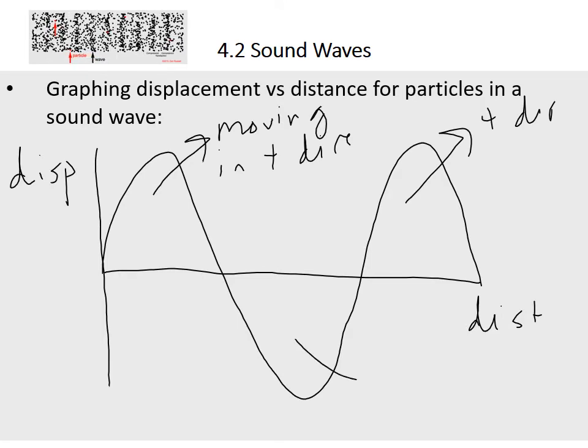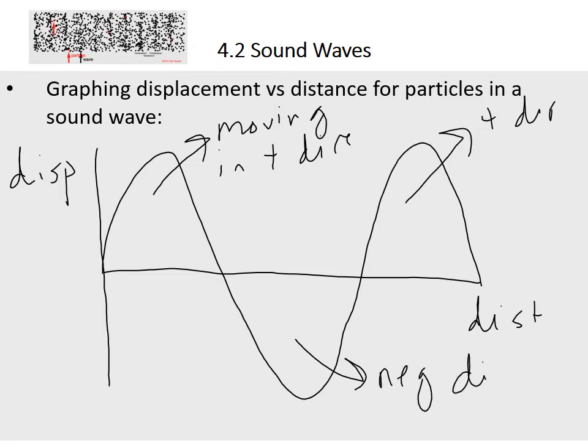Particles that are moving in a negative direction are sketched below the x-axis. Negative direction. You should copy this down. So imagine I'm looking at a particle right here. Could you tell if this particle is experiencing a region of low pressure, rarefaction, or high pressure, compression?